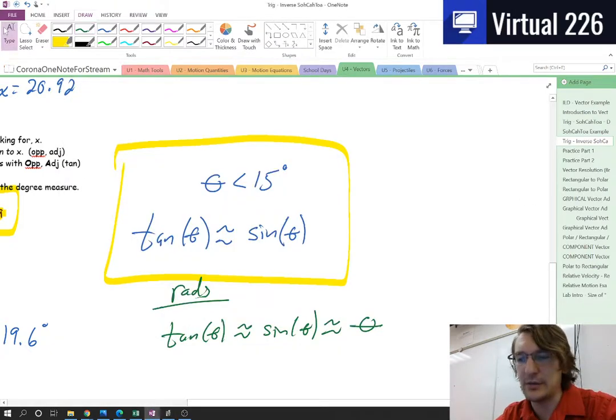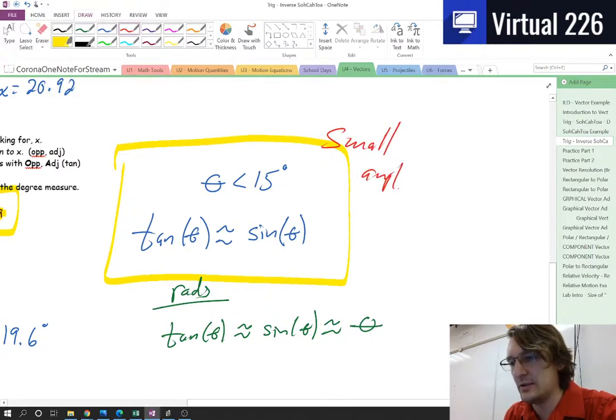So that's called the small angle theorem. You won't really need that this year, but if you're curious about it, it's kind of a cool thing. So there's your small angle theorem. That's how you spell theorem, okay?